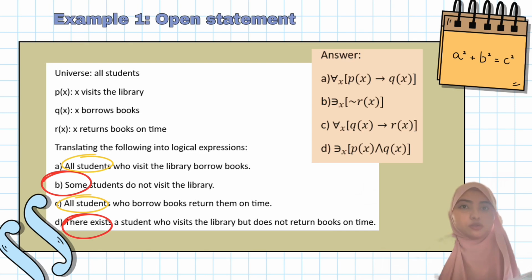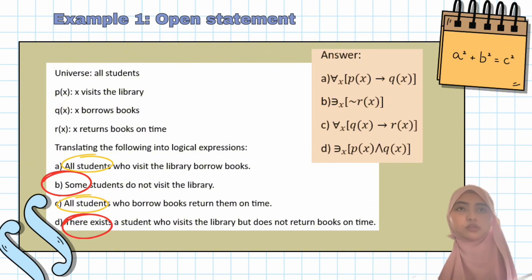Universal, all students. P(x), x visits the library. Q(x), x borrows books. R(x), x returns books on time. Translate the following into logical expressions. A. All students who visit the library borrow a book.